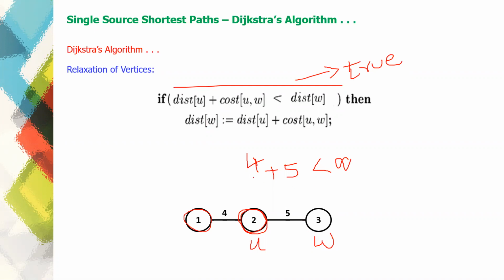Distance of U plus the cost of the edge between U and W is less than the distance of W. So I am going to update the distance of W. Now the new distance of W will be equal to 9. So this is the relaxation procedure, which is one of the techniques used in Dijkstra's algorithm to update the distances of the vertices.